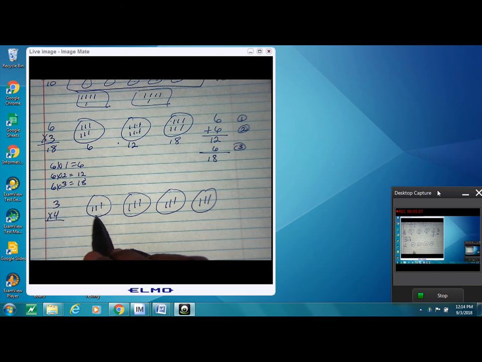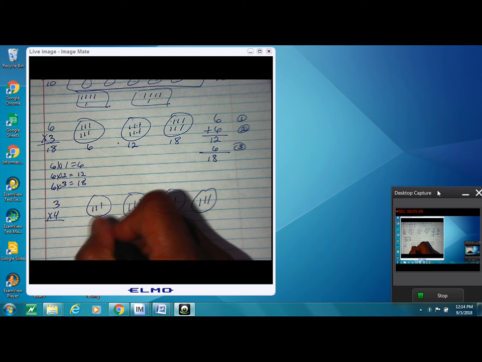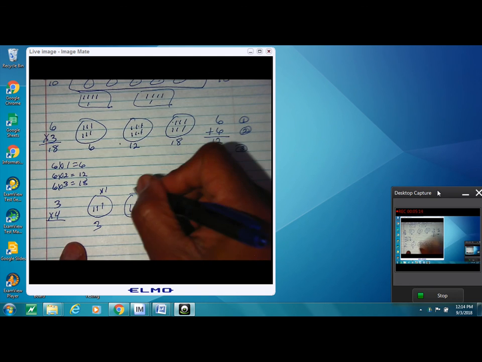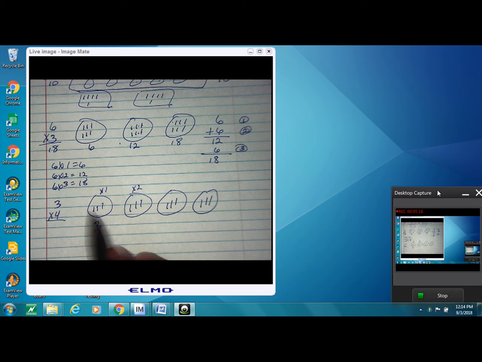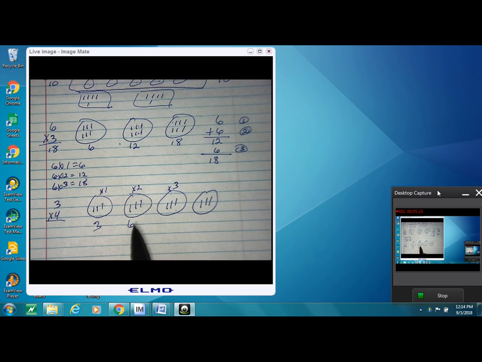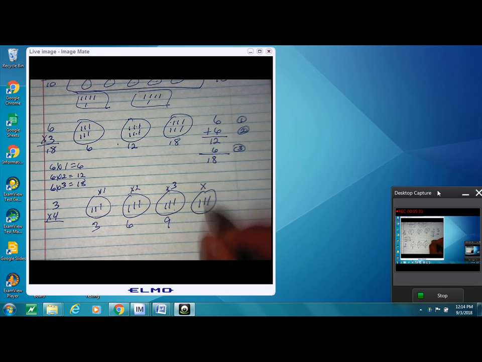So when I do it one time, I have 3. The second time, I have 1, 2, 3, 4, 5, 6. This is the third time, and I stopped at 6, so now 7, 8, 9. And the fourth time, and I stopped at 9, 10, 11, 12.